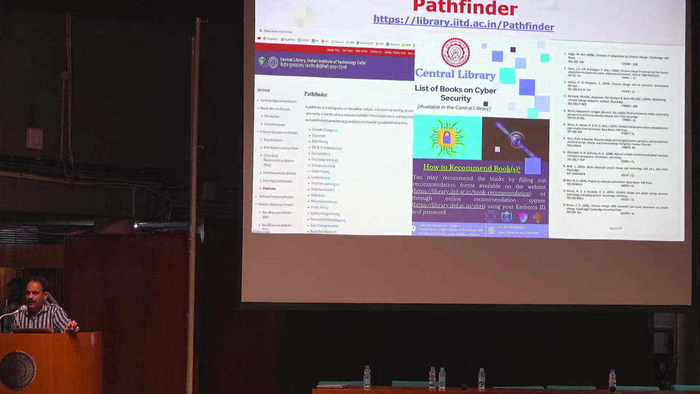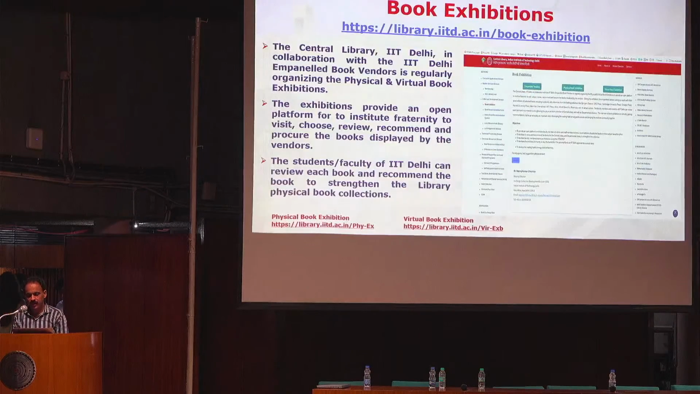We are creating Pathfinder also. Pathfinder means the bibliography. Suppose you want to know what books are available on climate change. So we have created a bibliography on climate change and many other topics also. So there is no need to search whether it is available or not. The books which are available, we have already created bibliographies on different subjects, which are updated from time to time also. So you can use this option for accessing that.